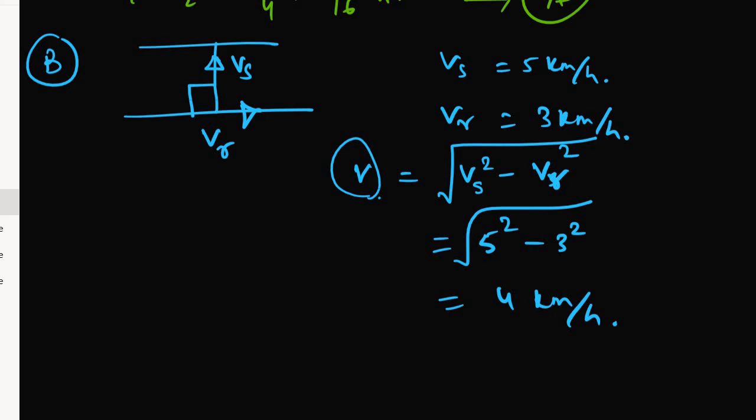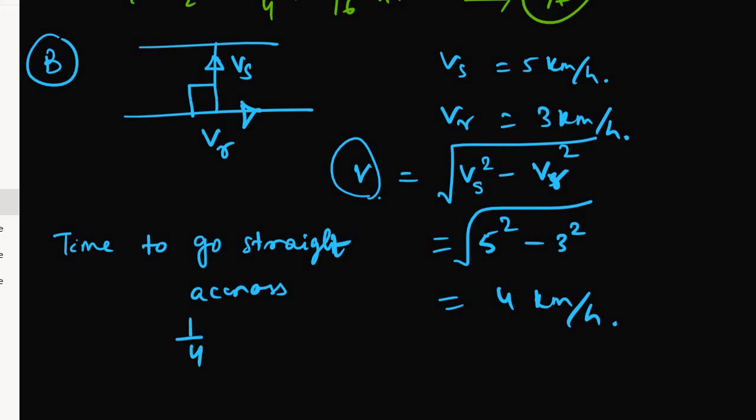Wherever he goes, he will come back there. What I will do, first, the time taken to go straight across. What would it be? At 4 km per hour, it would be 1 by 4 into 1 by 2, it is 1 by 8. And the time taken by B will be twice of it. Total time to go straight and come back straight would be 1 by 4 hours only.